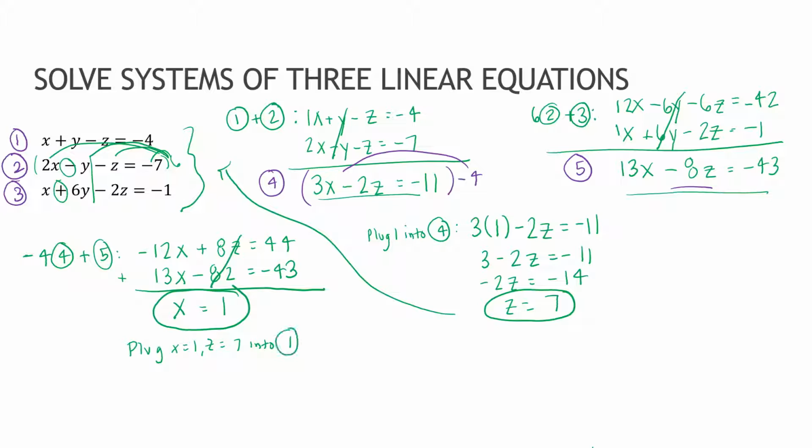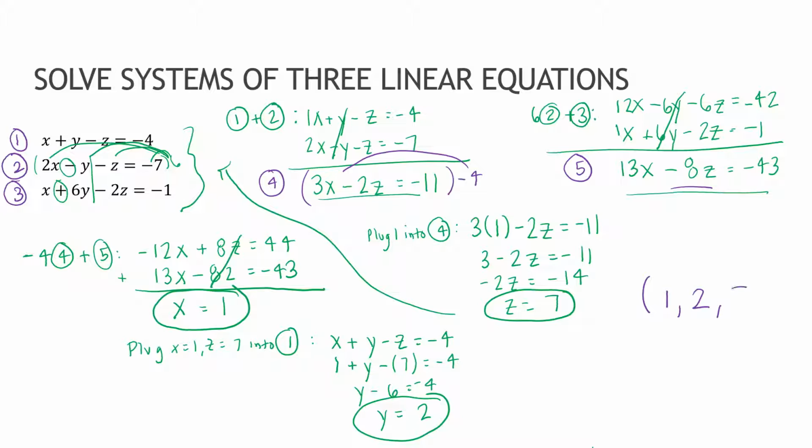into equation 1. So x plus y minus z equals negative 4 is the equation I'm dealing with. X is 1, z is 7, so minus 7. 1 and minus 7 turn into negative 6, so I have y minus 6 equals negative 4. Add 6 to each side, I get y equals 2. So what is my final solution to this question? X is 1, y is 2, z is 7.